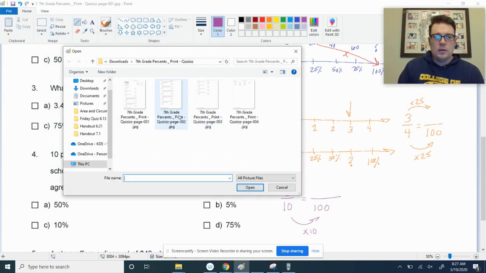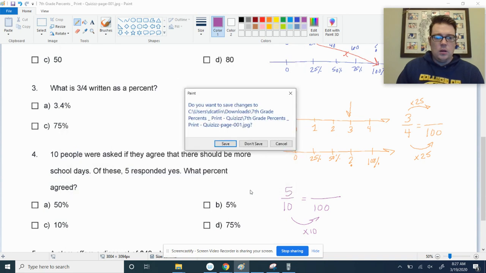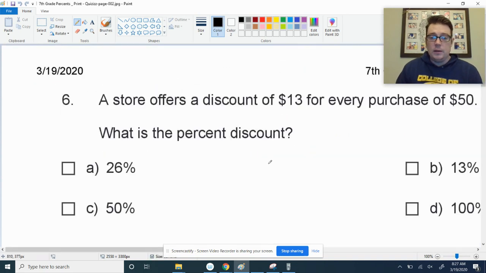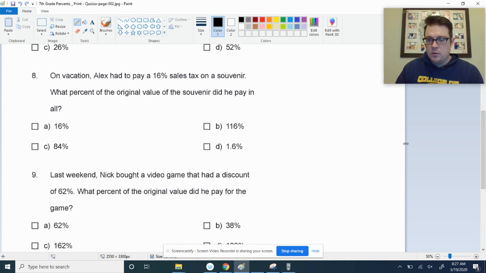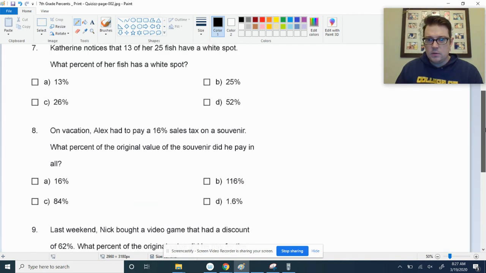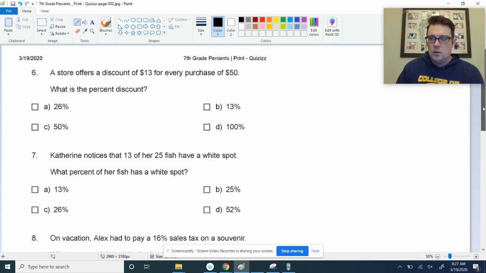The next one that I've got to pull up here is number 5 on my list, or number 6 on my list, sorry. And it might be different than the ones that you're looking at. I don't know if the order is the same, as I mentioned earlier. So let's pull this out to the side, give us some space to write. All right, number 6. A store offers a discount of $13 for every purchase of $50. What is the percent discount? Okay, so let's set it up and see.